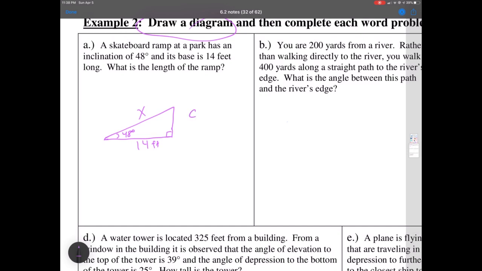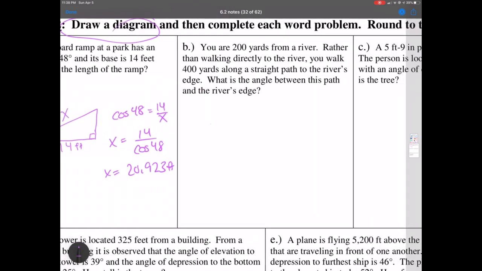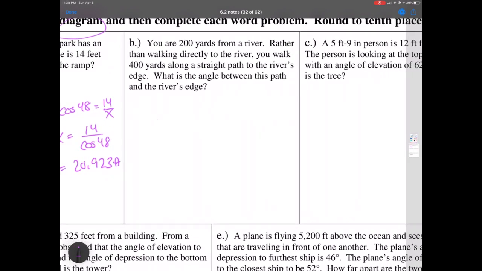So that would give us the cosine of 48 because it's the adjacent and the hypotenuse equals 14 over x. So x equals 14 over cosine of 48. And x equals 20.923 feet. Draw a diagram. It's very important that you draw a diagram.